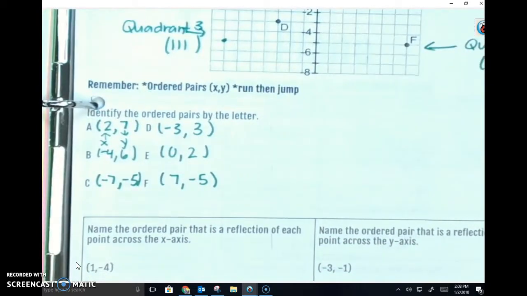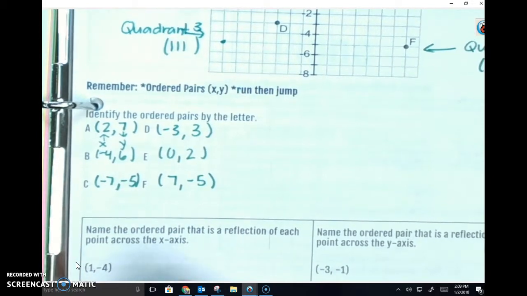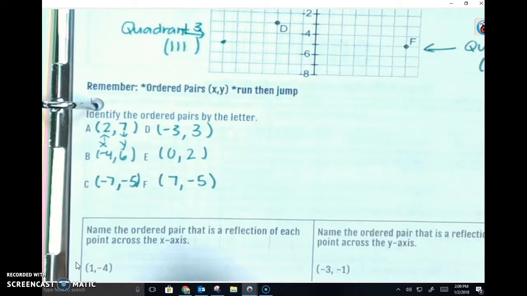Okay, down here at the bottom, we're talking about reflections, like when we look in the mirror, that's a reflection. Then name the ordered pair that is a reflection of each point across the x-axis. So this one is 1, -4, and this one down here is -2, 5.